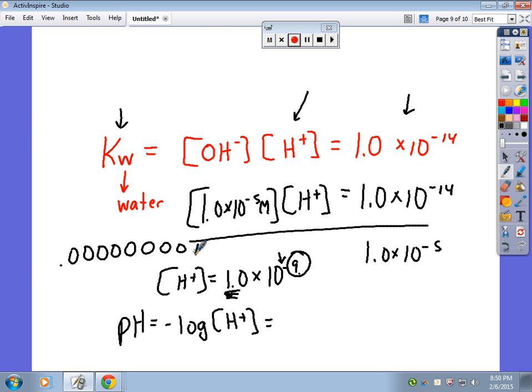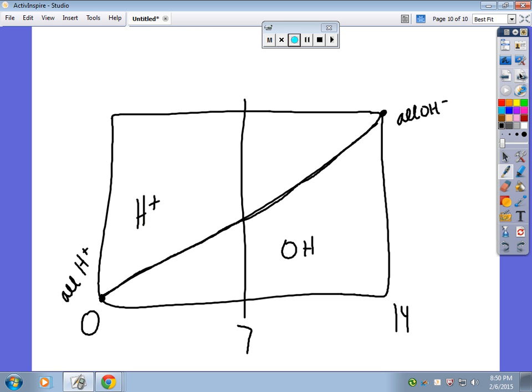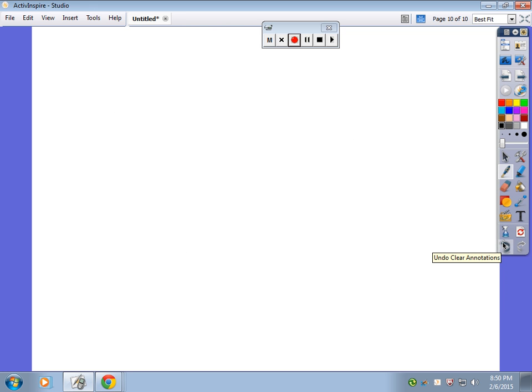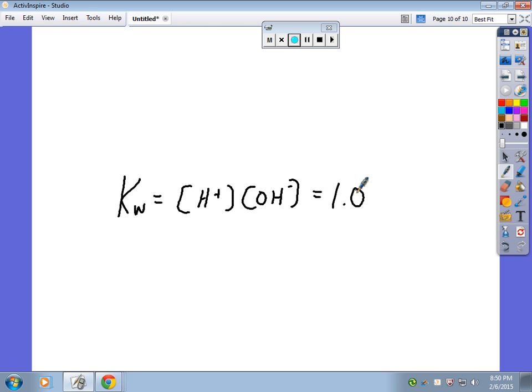So in B, what do I have? I have a hydroxide concentration of 1.0 times 10 to the minus 7th. Let's just try another one here first. So if you look at that, I've got Kw equals hydrogen ion concentration times hydroxide ion concentration, and that is equal to 1.0 times 10 to the negative 14th, because that's the whole pH scale.